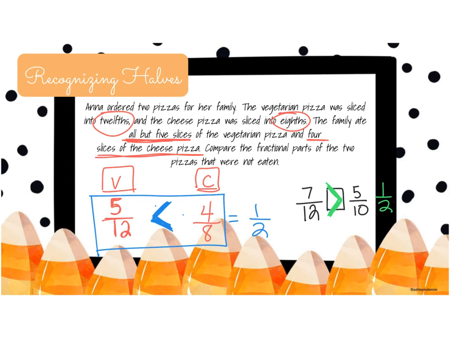Okay, do we need to do one more? Yes. I think maybe we should. Okay, let's do 3/8. Write this on your whiteboard. 3/8 compared to 10/20. Show me what you think.